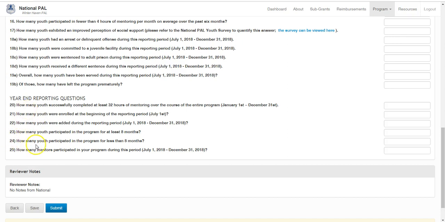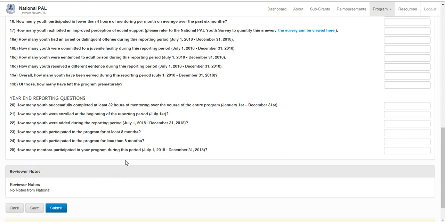Number 24, kind of the opposite of that, or the other end of that, how many youth participated in the program for less than 8 months? And then number 25, how many mentors participated in your program during this reporting period? So again, that's mentors. All the mentors that participated in your mentoring program, this is regardless of if they left the program prematurely or not.